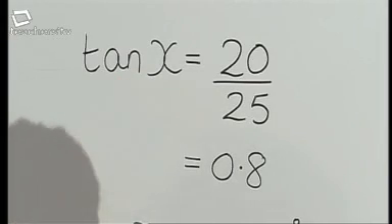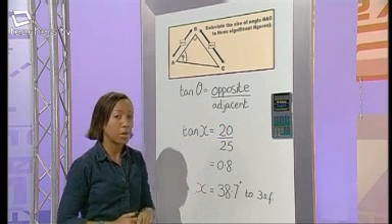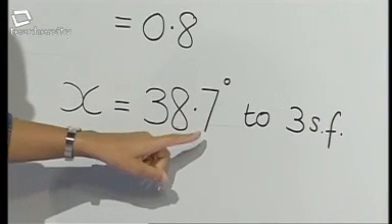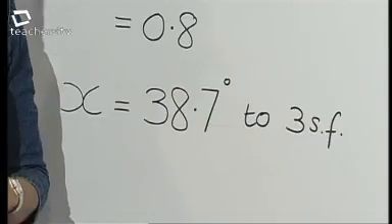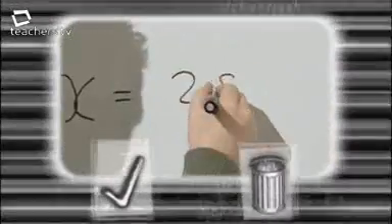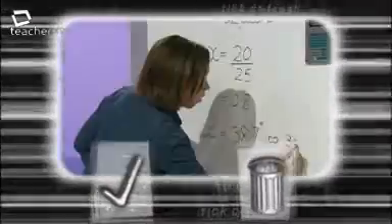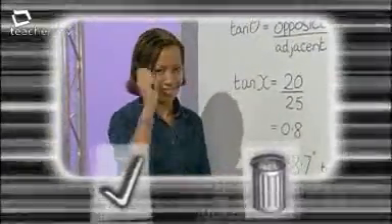To find the angle X, I used the inverse tan function, which gave me an answer of 38.7 degrees to 3 significant figures. So whose working should you tick and who should you trash? Was Jamie right to say the opposite was 25 and the adjacent was 20? Or was Katie right to say the opposite was 20 and the adjacent was 25?